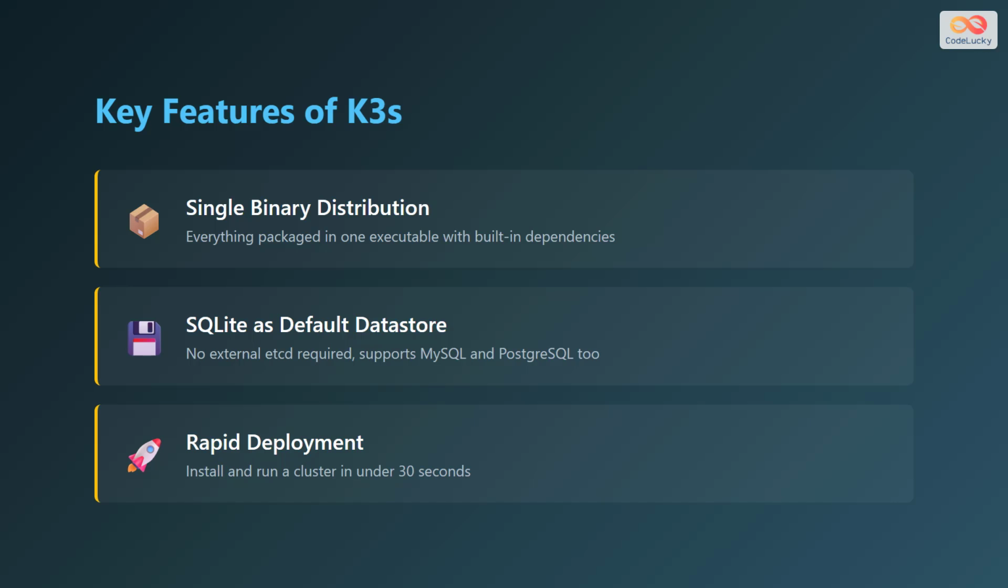K3s comes with several key features that make it stand out. First, it uses a single binary distribution where everything is packaged in one executable with all built-in dependencies included. Second, K3s uses SQLite as its default data store, which means you don't need an external etcd database. However, it also supports MySQL and PostgreSQL if you need them. Third, K3s enables rapid deployment. You can install and run a complete cluster in under 30 seconds, which is significantly faster than traditional Kubernetes installations. These features combine to make K3s one of the easiest ways to get started with Kubernetes.